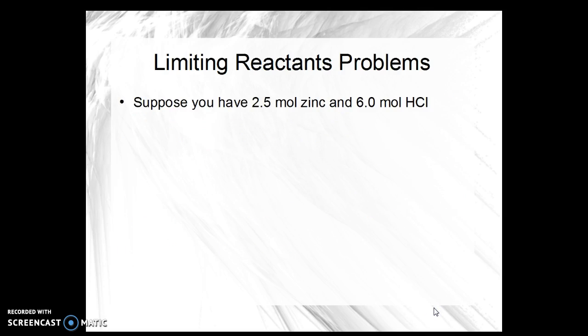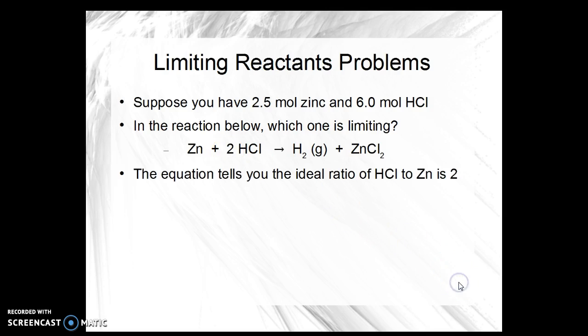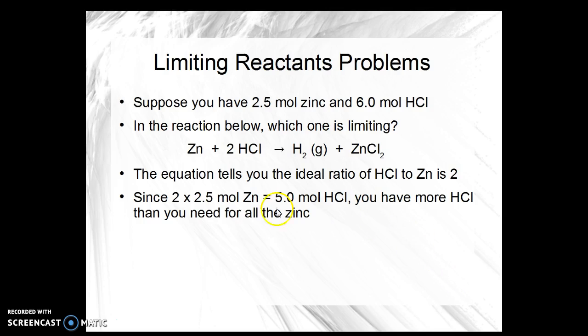Suppose you have 2.5 moles of zinc and 6.0 moles of hydrochloric acid. In the reaction between the two, which one will be limiting? Well, first of all, you get a balanced chemical equation, which you see here. And this says that 1 mole of zinc reacts with 2 moles of hydrochloric acid. The equation tells you the ideal ratio of HCl to zinc is 2. Well, if we multiply the number of moles of zinc, 2.5, by 2, we get 5 moles of hydrochloric acid needed to react all of the zinc.